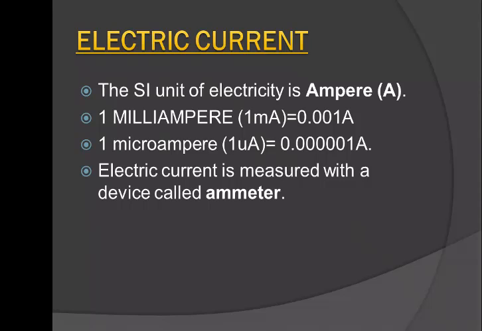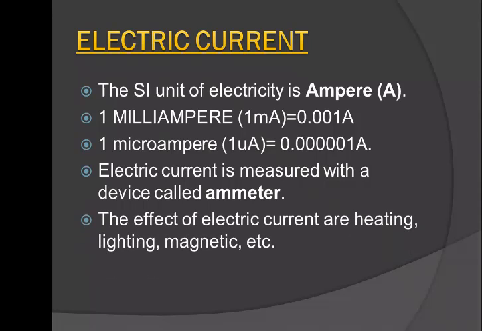Electric current is measured with a device called an ammeter. The effects of the electric current are heating, lighting, and magnetic effects. So electric current can cause heat, light, and magnetism, which we have observed many times if we touch a wire or if we see a bulb glowing.